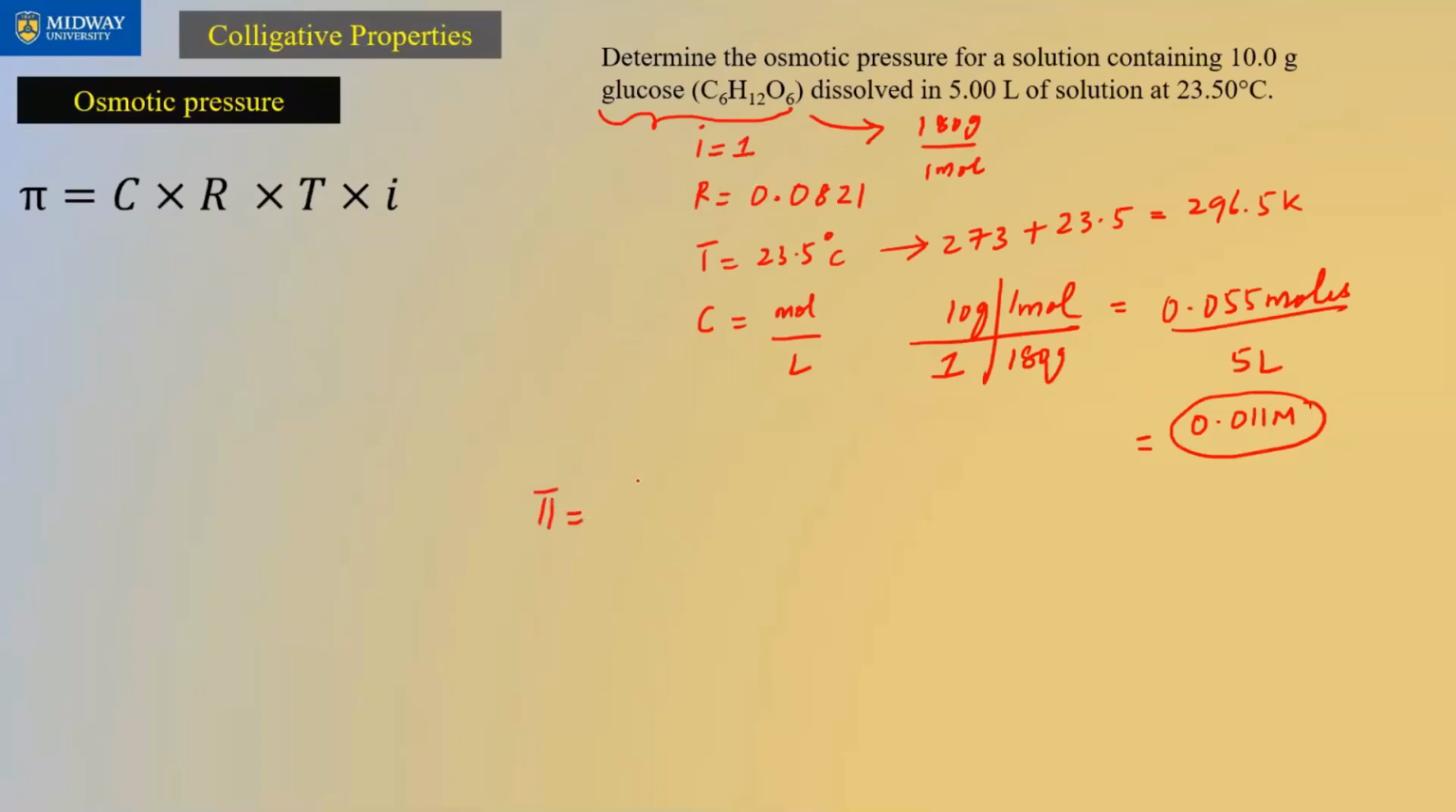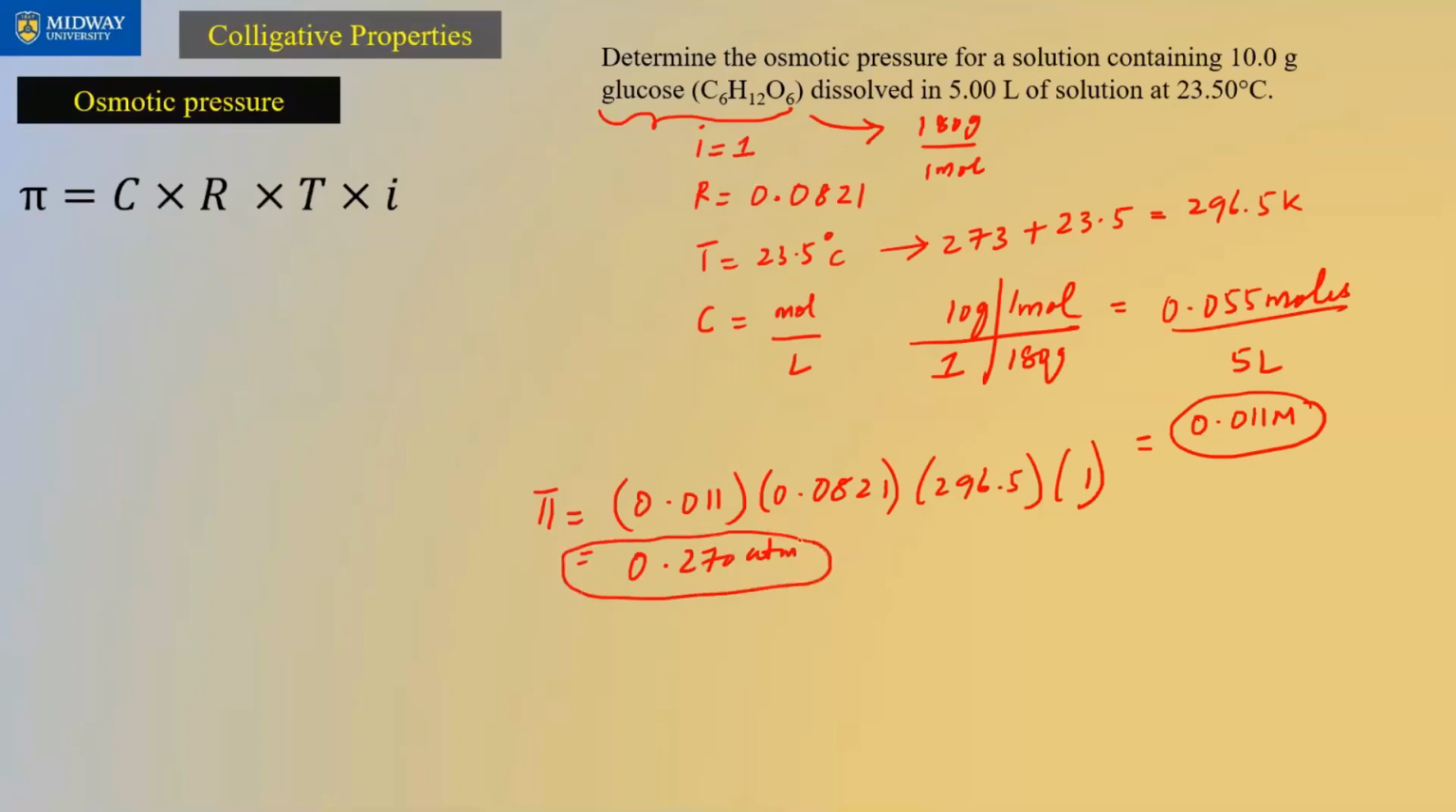Let's put it all together. So pi equals 0.011 times R, which is 0.0821, times T, which is 296.5, times I, which is 1 because it's a non-metal containing compound. So that times 0.0821 times 296.5 is 0.270 atm. That's the osmotic pressure, and that's the end of the concept.